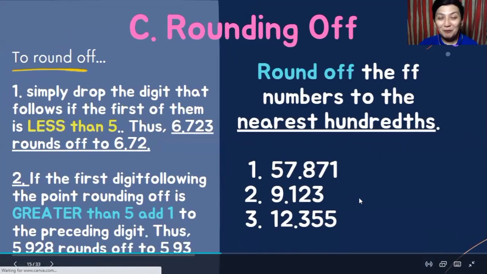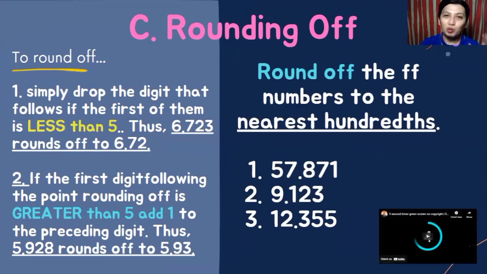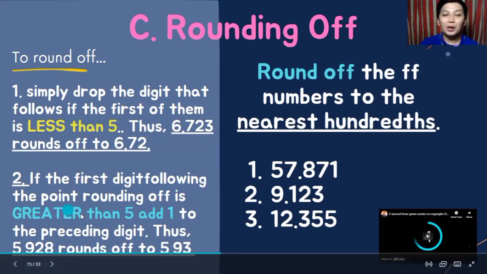All right. And of course, the next part of this is what we call rounding off. I know you are already familiar and have a background on what rounding off is all about. So to round off, these are the steps. We have 2 steps. Number 1, simply drop the digit that follows if the first of them is less than 5. Thus, 6.723 rounds off to 6.72 because 3 is less than 5. That's why you need to drop the 3. Remember that. And number 2, if the first digit following the point of rounding off is 5 or greater, add 1 to the preceding digit.